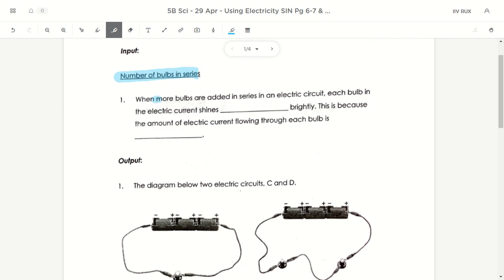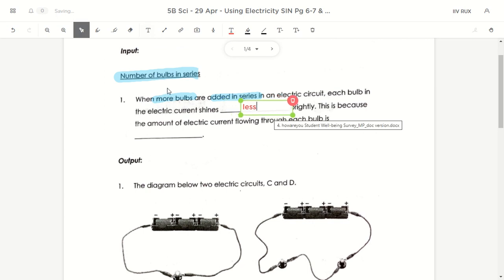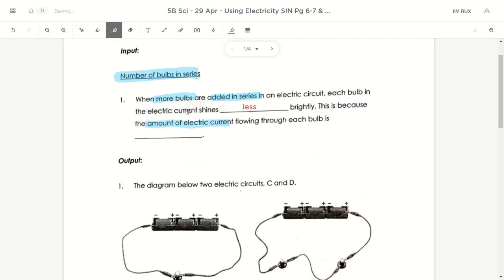When you have more bulbs connected in series in an electric circuit, each bulb actually shines less brightly. You will probably have seen this in the lesson yesterday through the animations. When you add more and more bulbs in series to the circuit, each bulb will shine less bright. This is because the brightness of the bulb depends on the amount of electric current in the circuit. So when you have more bulbs added in series, the amount of electric current flowing through each of them will be decreased.